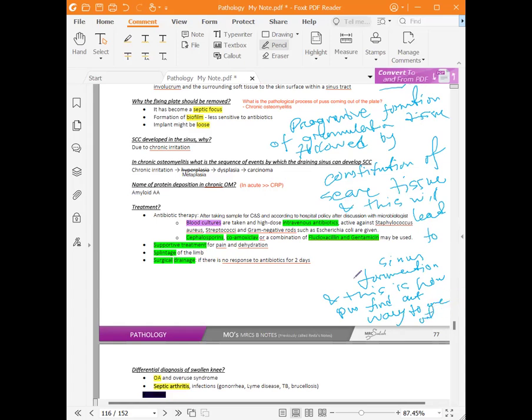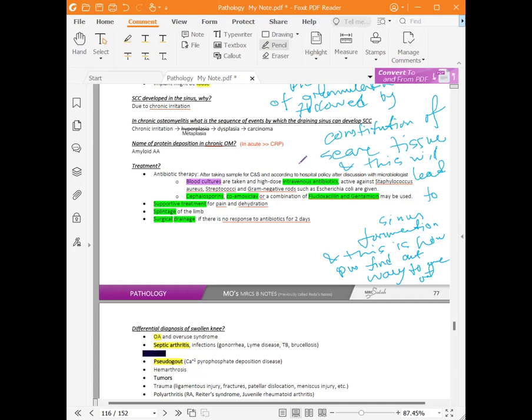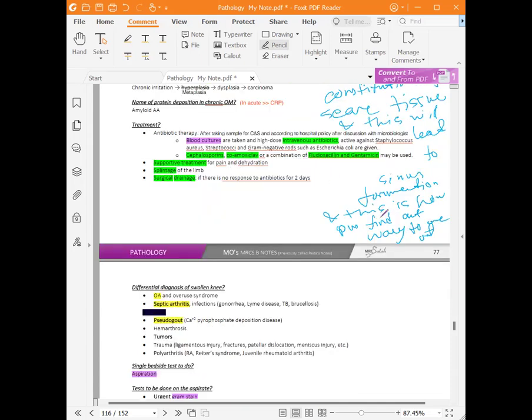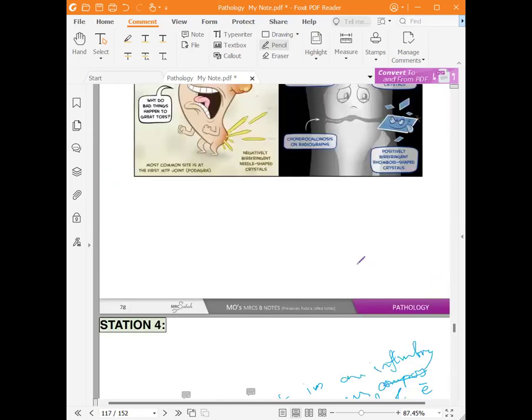Progressive formation of granulation tissue followed by constitution of scar tissue, and this leads to sinus formation, and this is how pus finds its way to come out. Very nice, it is a nice answer. And this is how pus comes out from the bone. Yes, it is a good answer, brother.